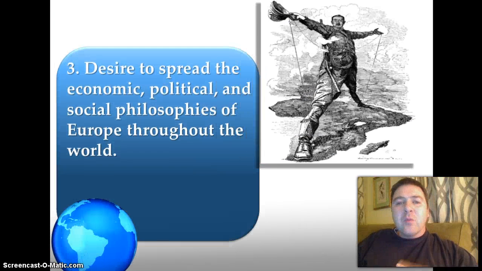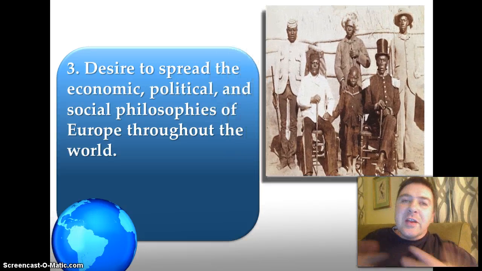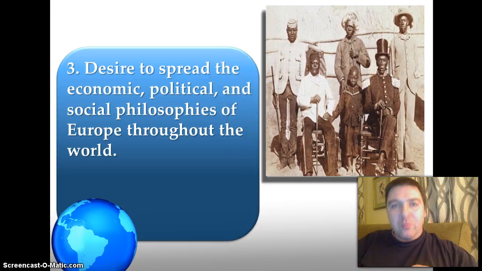So this need for national pride was a big cause of imperialism. Okay, and then our last one was this desire to spread European culture, the economic, political, and social philosophies of Europe throughout the world. We see it in pictures like this. Europeans spread their fashion, their clothing to Africa, and we see Africans in this picture taken in the late 1800s in South Africa of people dressed in European fashions.